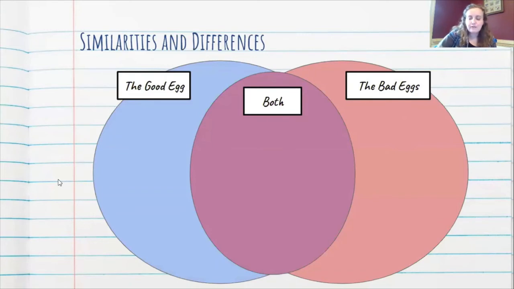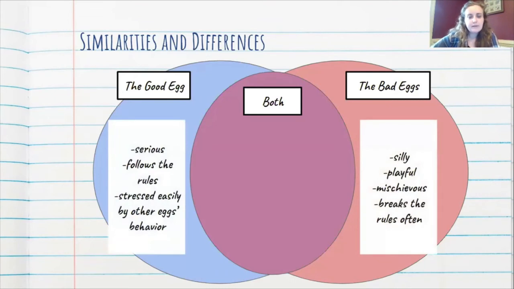All right, so now that you've filled out your Venn diagram, yours might look similar to mine. You might have some different words than mine, and that's okay. So this is what I put on mine. To describe the good egg, I said that he was serious, he follows the rules, and that he's stressed easily by the other eggs' behavior. Those are things that I noticed in the story that were true only about him. The bad eggs, I said that they were silly, playful, mischievous, and they break the rules pretty often. Those were the traits I gave to the bad eggs.